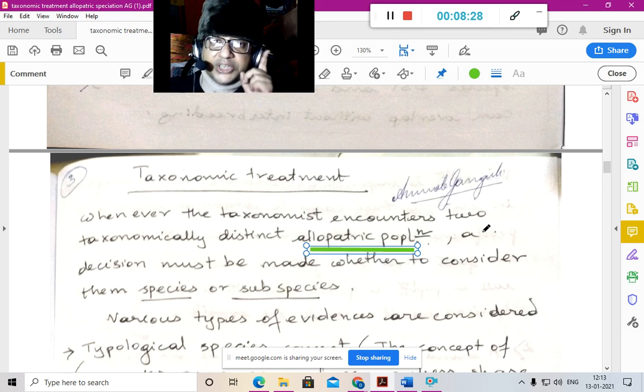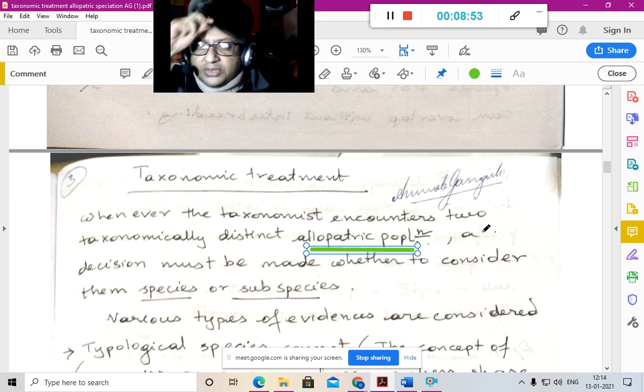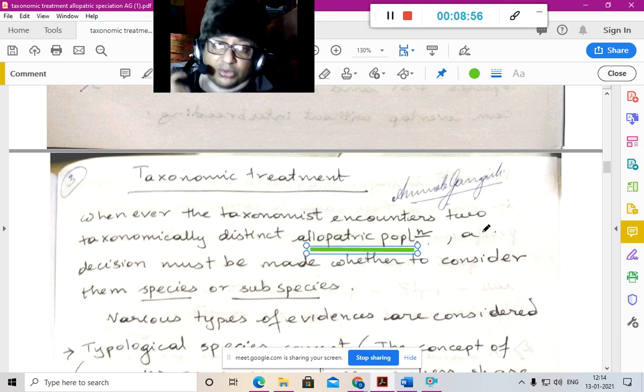Now the taxonomists face this problem: they are allopatrically separated, that is, geographically separated, one in one continent, another in another continent, with the huge Pacific Ocean and Atlantic Ocean in between them. So the question of a taxonomist is whether these two horses belong to the same species, or to different species, or whether they are subspecies, that is, the same species but very close, yet subspecies.